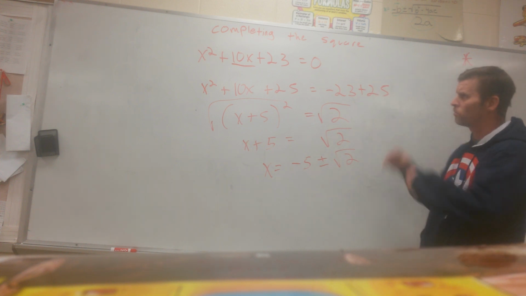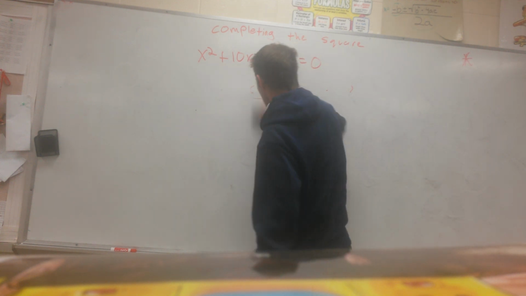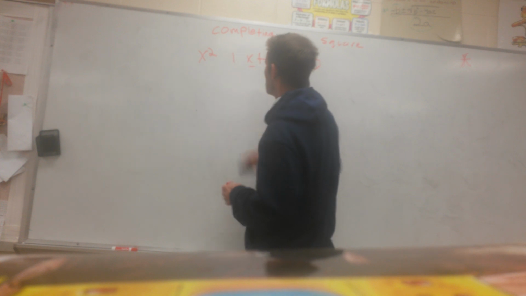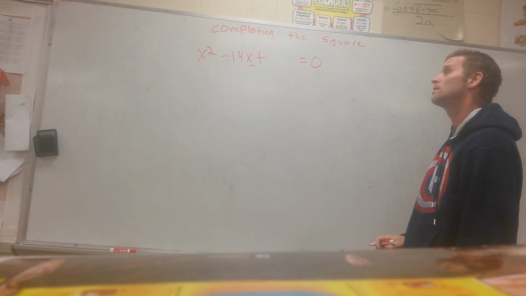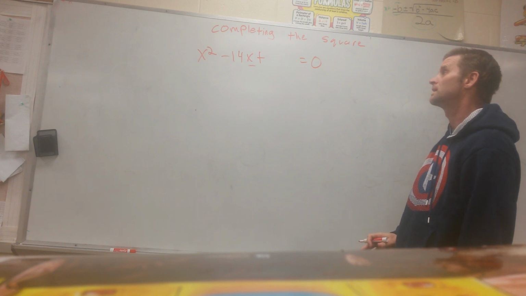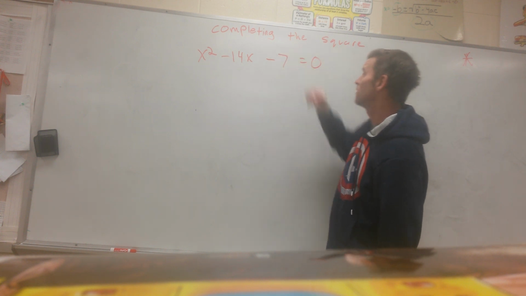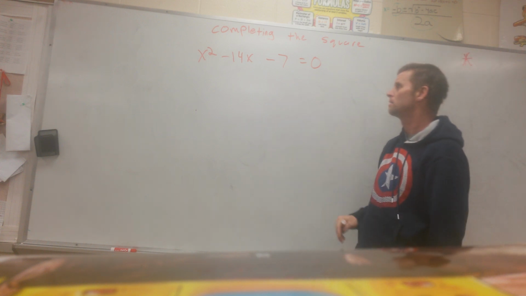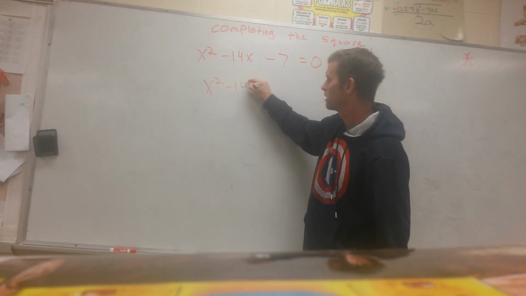We're going to do another simple one really fast. All right? Let's see, we'll go x squared minus 14x minus 7 equals 0. Okay, and you're like, oh man, I don't know, probably not going to factor, so I'm just going to write this.